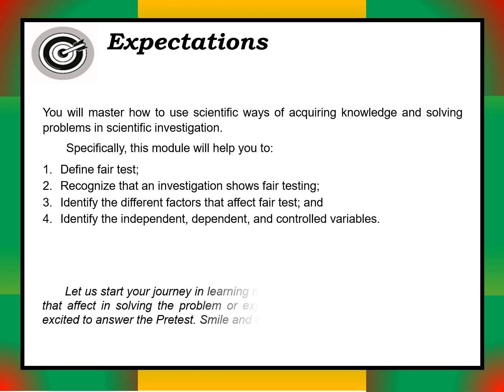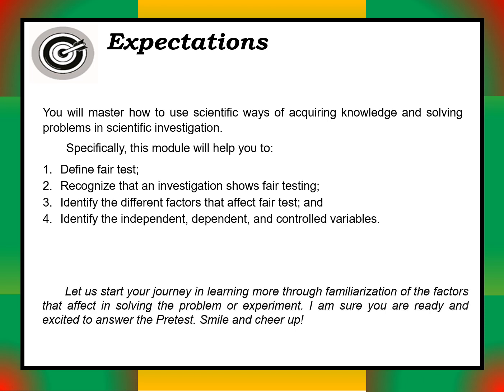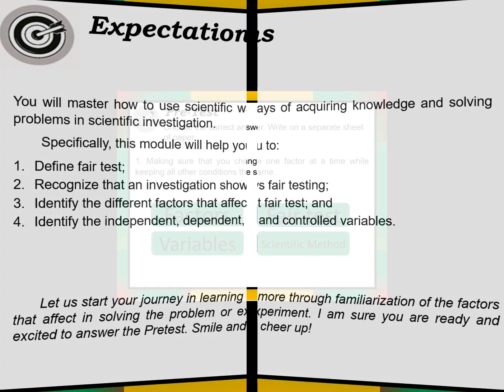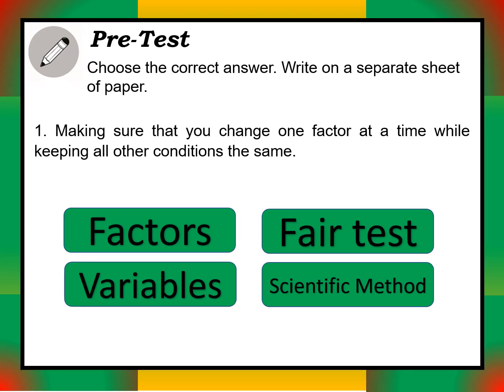the experiment. I am sure you're ready and excited to answer the pretest. Smile and cheer. To answer this pretest, I would like you to use another piece of paper on which you can write the answer. I'm giving you 10 seconds to answer each question. Number one, making sure that you change one factor at a time while keeping all other conditions the same. Is it factors? Is it variables? Is it fair test? Is it scientific method? All right.